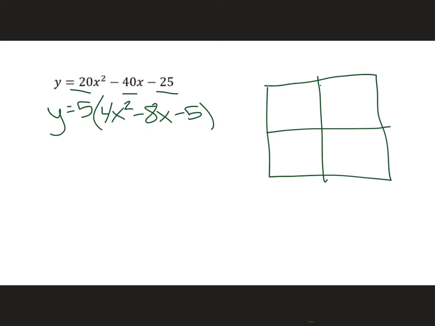But when the numbers are larger, definitely want to check for a common factor. It'll just make your life easier. So now I'm going to go ahead. I'm not going to worry about the 5. I'm just going to worry about the 4x squared minus 8x minus 5. I know that 5 will just have to be at the beginning of my answer. So I'm going to place 4x squared and negative 5.